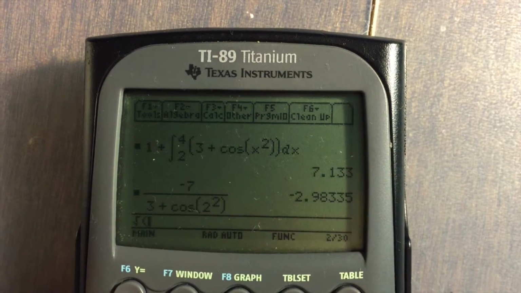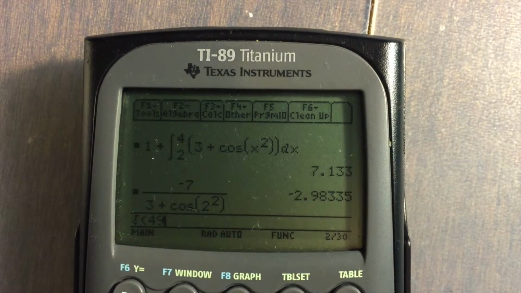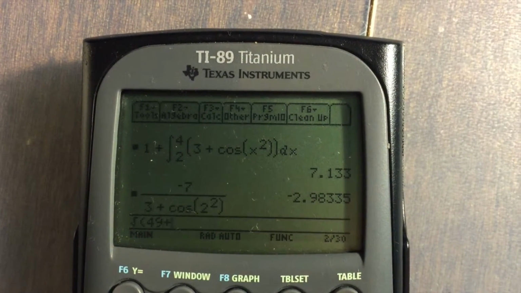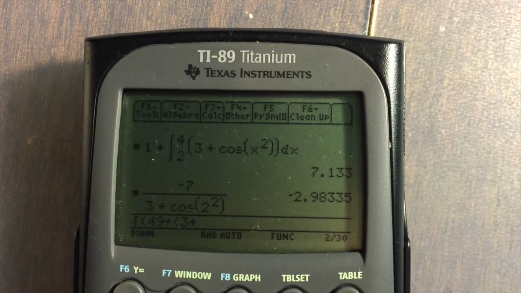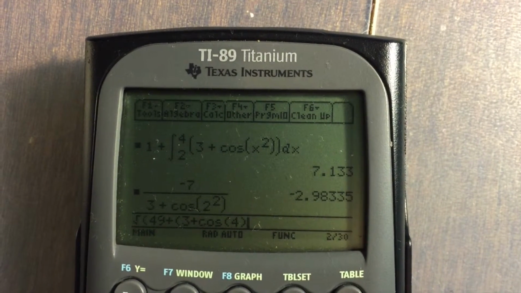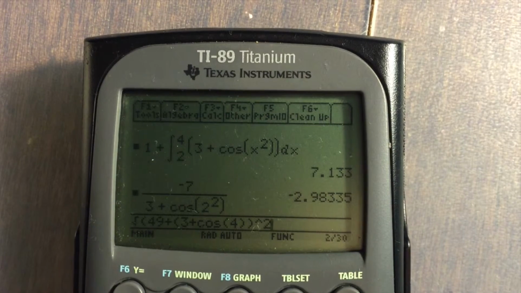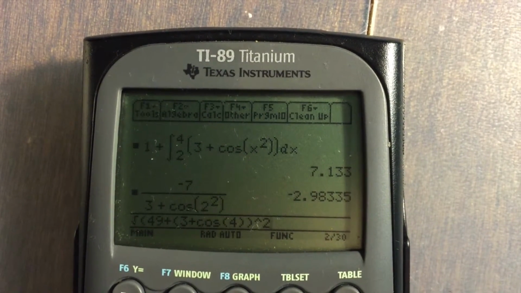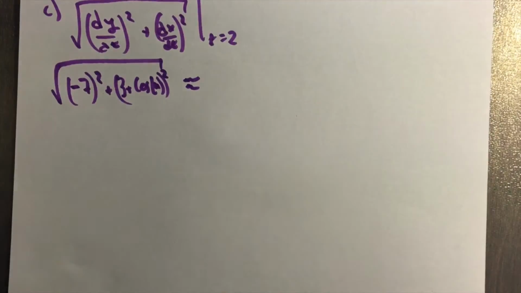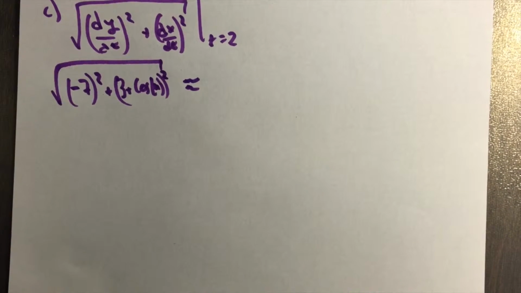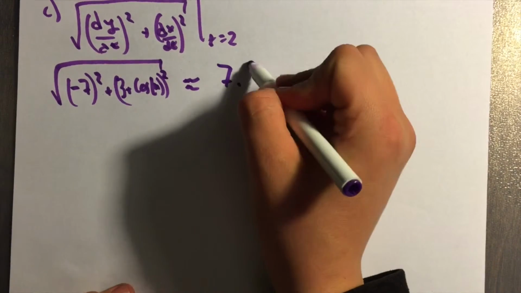Next, for part C, we must do the square root of 49 plus (3 plus cosine of 4) squared, and that gets us 7.383.